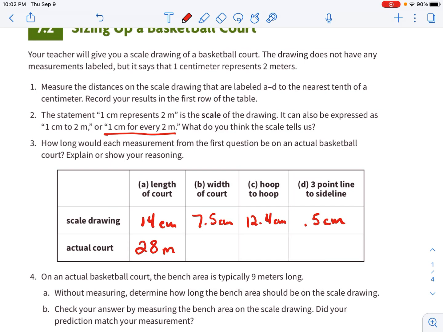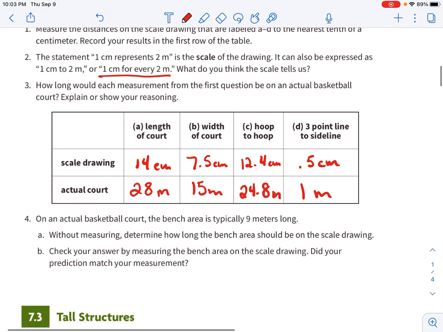7.5 times 2, that's going to be 15 meters. 12.4 times 2, that's going to be 24.8 meters. And 0.5 centimeters, that's going to be 1 meter. So now with the scale and with the drawing, we can tell the actual distance of this court. Okay, so once again, we multiplied. You multiply the drawing dimensions by the scale.